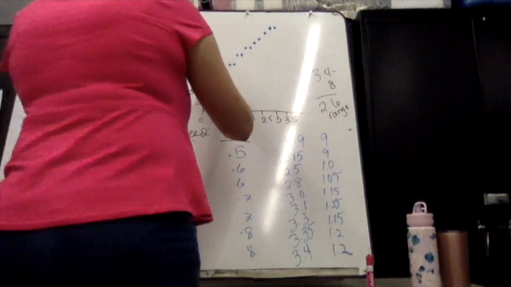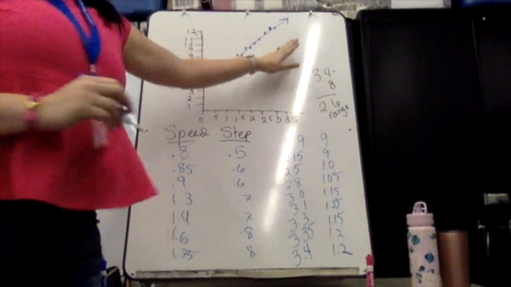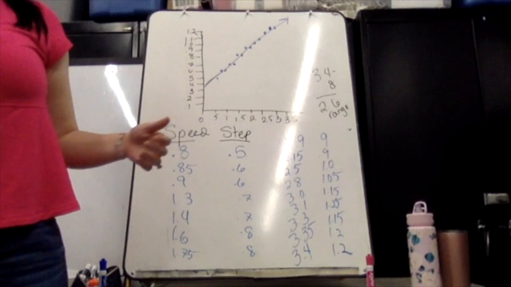So the problem says to estimate the line of best fit. So we can draw it, but what we're going to do to estimate it.